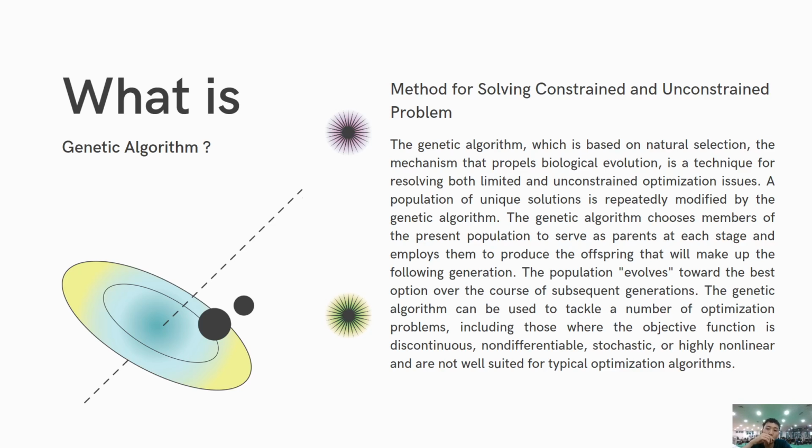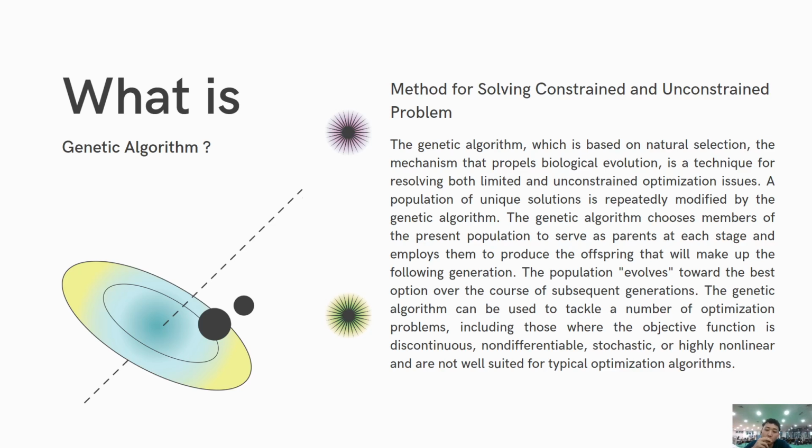Genetic algorithm, which is based on natural selection, the mechanism that propels biological evolution, is a technique for solving both limited and unconstrained optimization issues. A population of unique solutions is repeatedly modified by the genetic algorithm. This method chooses members of the present population to serve as parents at each stage and employs them to produce the offspring that will make up the following generation. The population evolves toward the best option over the course of subsequent generations.